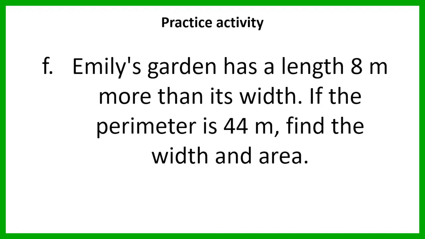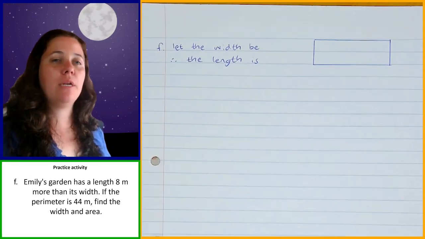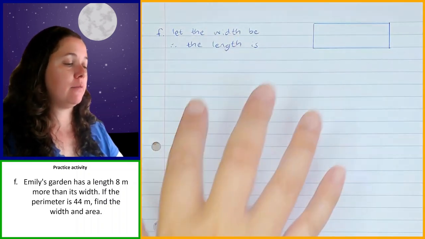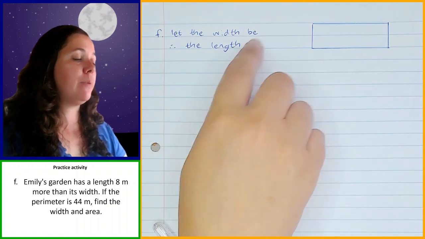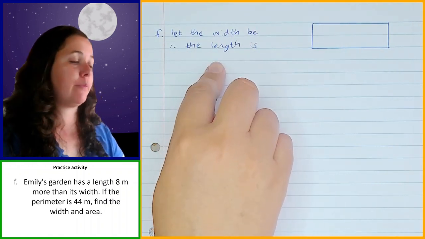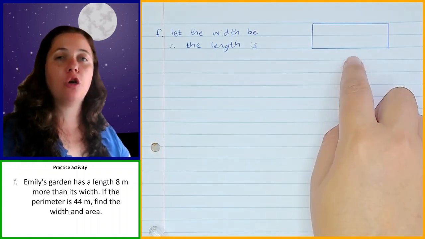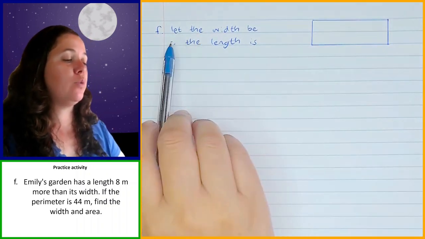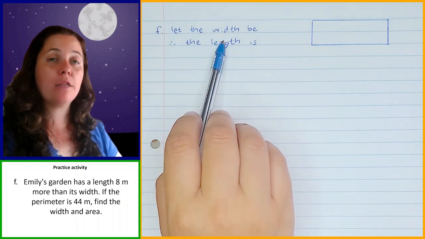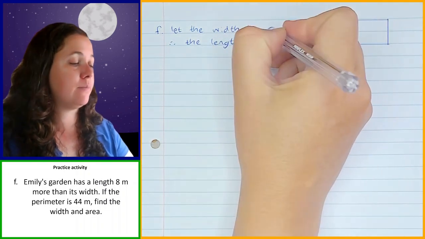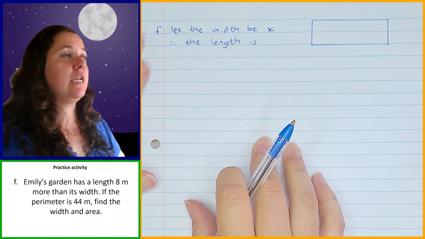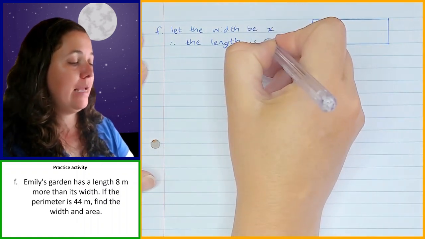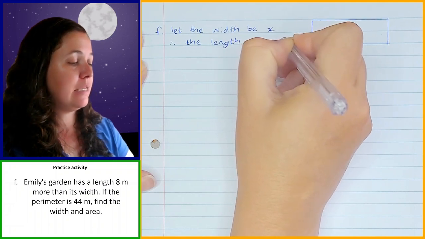Okay, so let's go through that example. For this one, there are two ways you could have set up your starting part: either by stating let the width be this and the length be that, or you could draw a picture of the rectangle and put the measurements on it in terms of x. We are trying to work out the width and the area, so I'm going to make the width x. Then the length is 8 meters more than the width, so the length is x plus 8.